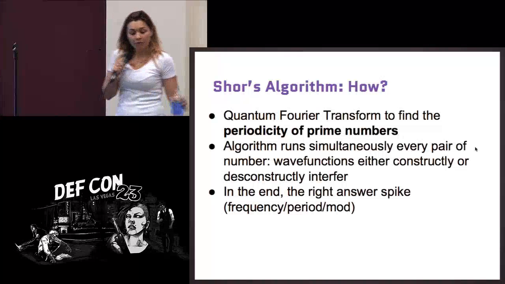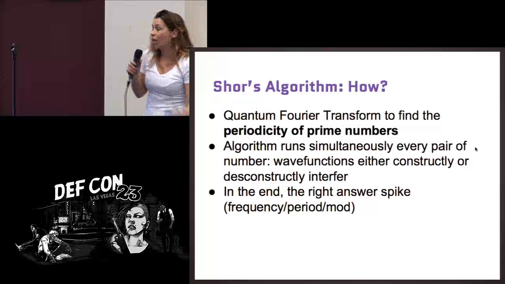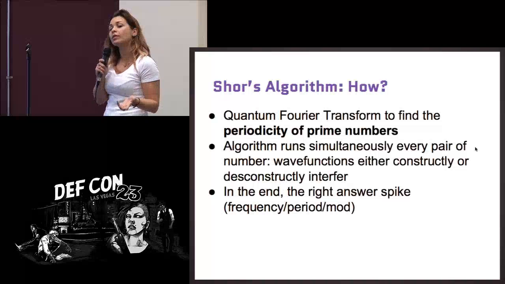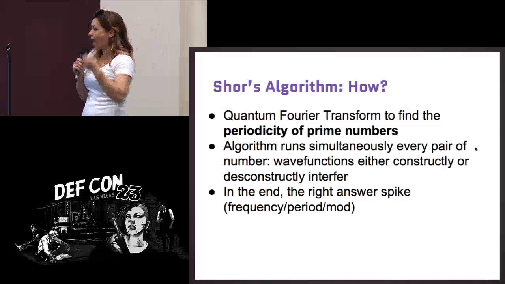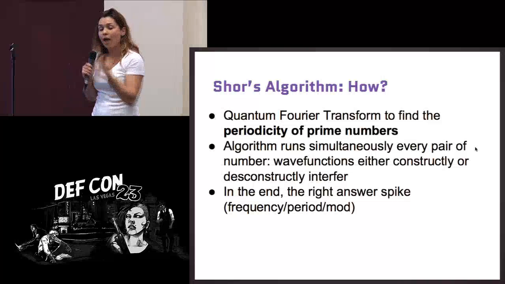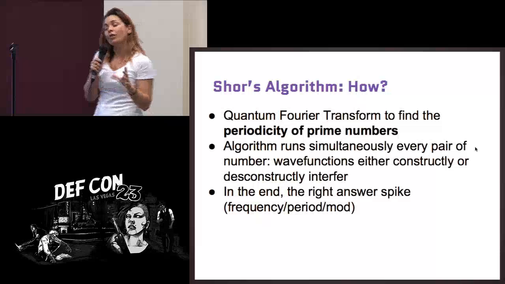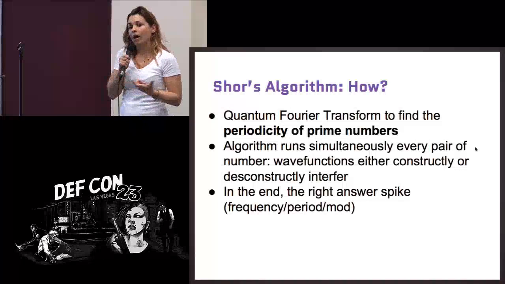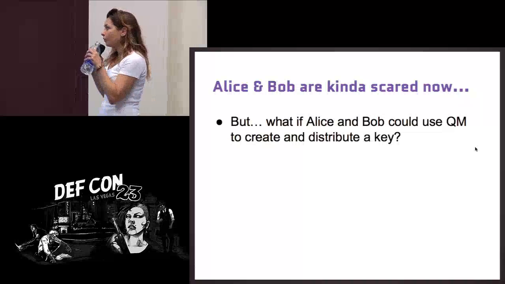And the wave functions are going to either sum together or just cancel each other. At the end of this calculation, the right numbers, the prime numbers that we're looking for, are going to be peaks, because they're waves that add with each other. And these peaks are actually the frequency, and then you have the period of your number, and from that you can just factorize it very quickly. So, all right, this is really scary.